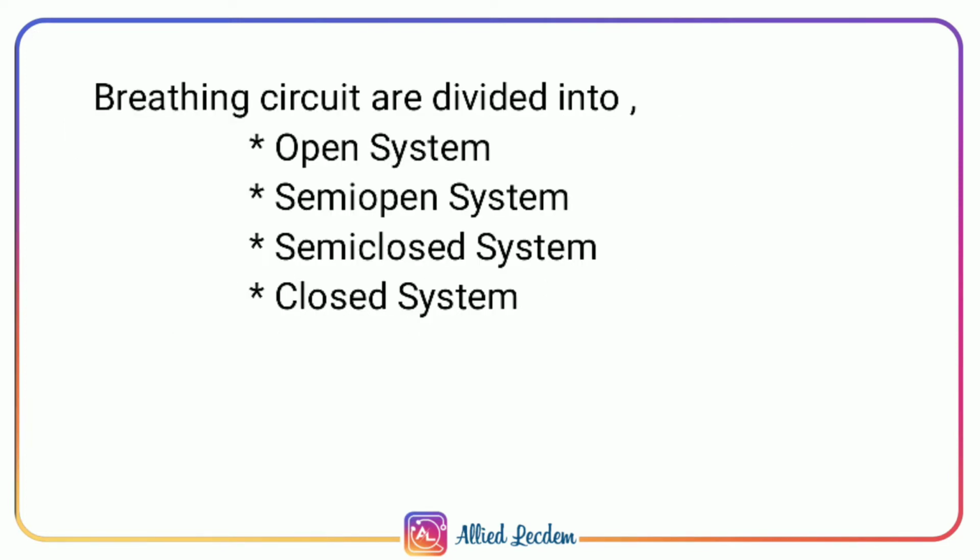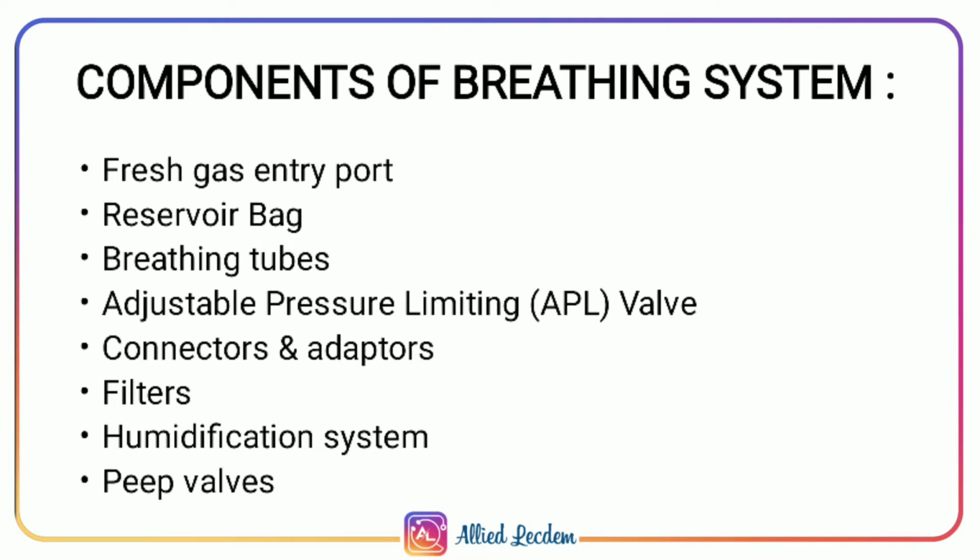Breathing circuits are divided into open system, semi-open system, semi-closed system, closed system. First, we will see about the components of breathing system, then we'll get into the types of breathing circuit in detail. Components of breathing system: fresh gas entry port, reservoir bag, breathing tubes, adjustable pressure limiting valve, also known as APL valve, connectors and adapters, filters, humidification system, PEEP valves.